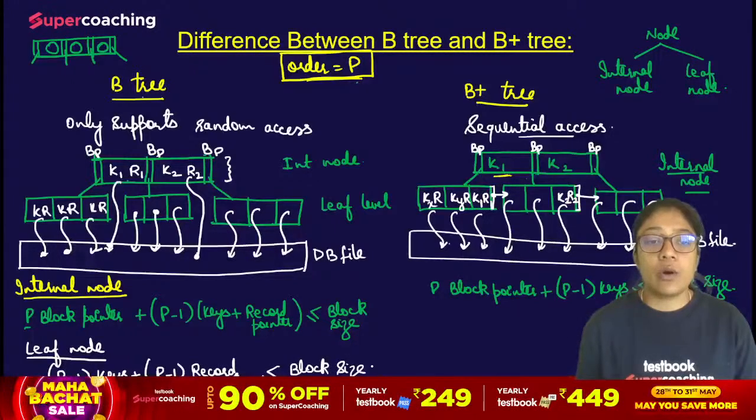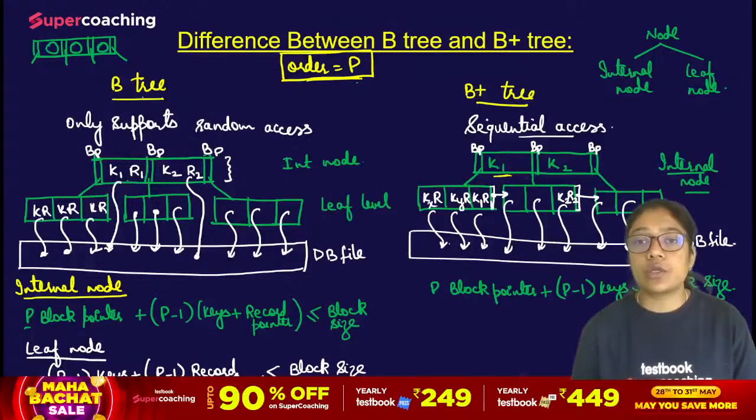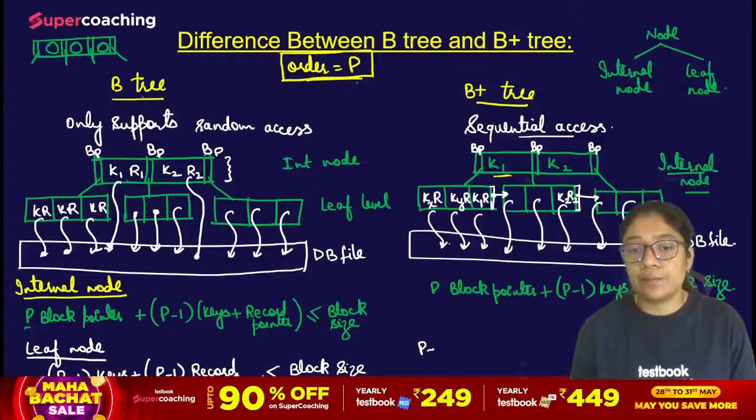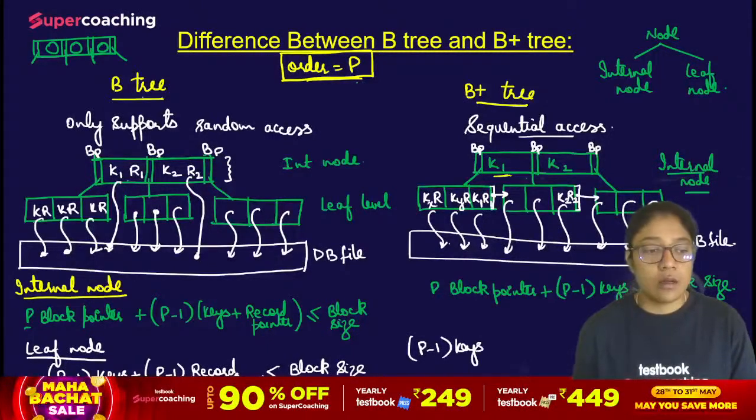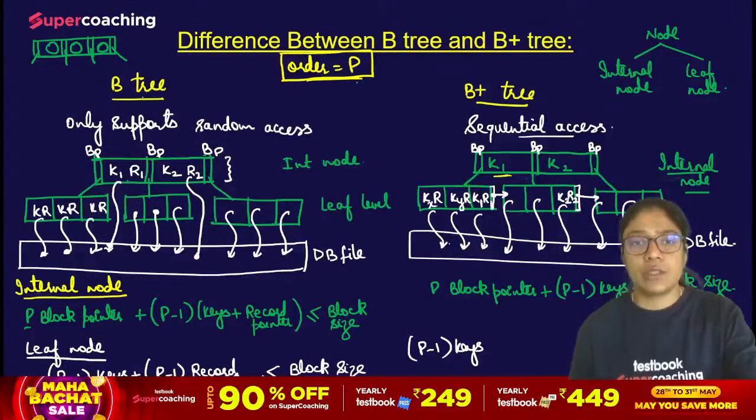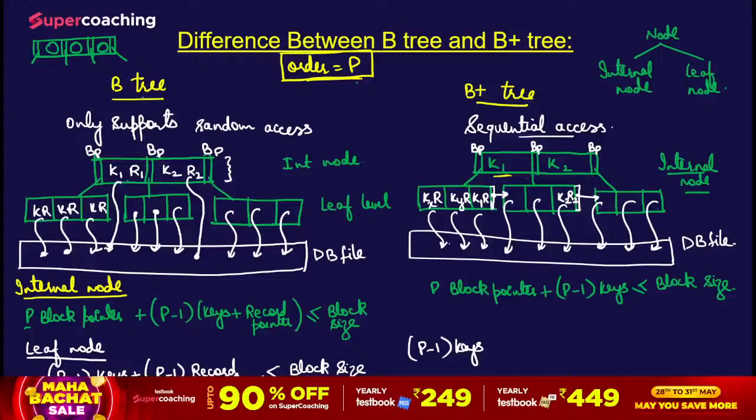Now let's go for the leaf node structure of the B plus tree. So here also we have P minus 1 keys. P minus 1 keys are there. Each key के corresponding record pointer is there. P minus 1 record pointers are there.